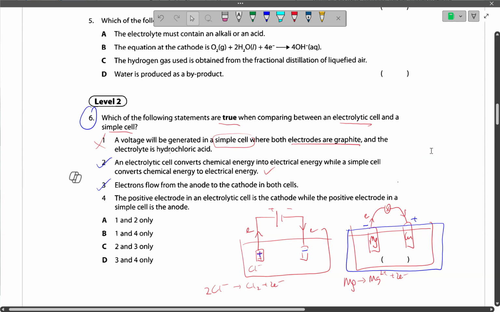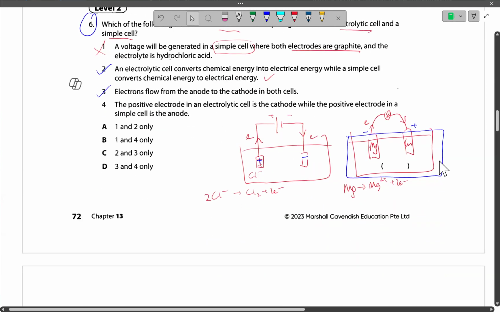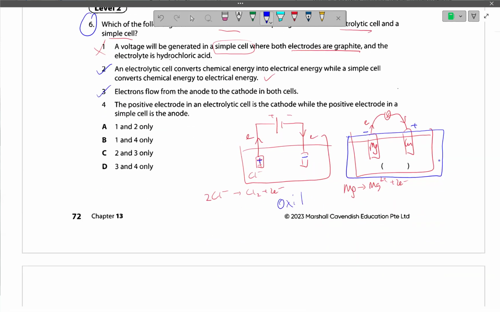Yes, oxidation is lose electron. And oxidation is always anode. Okay, to memorize this way, anode is oxidation. So whenever oxidation occurs, it's called anode. So answer here looks like it is 2 and 3. There's only one choice, C.